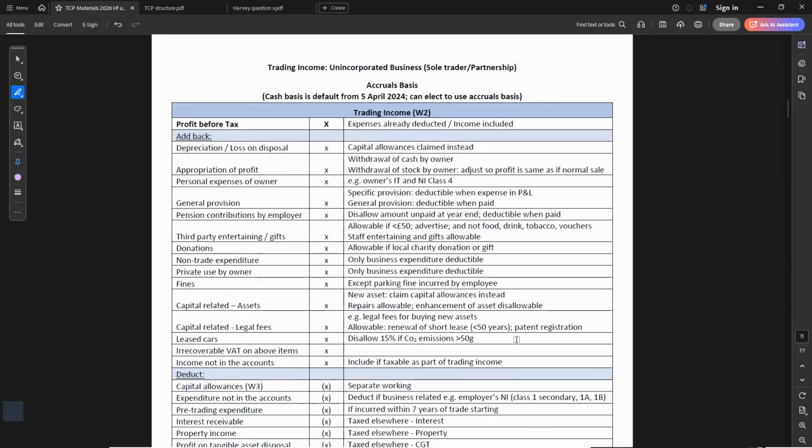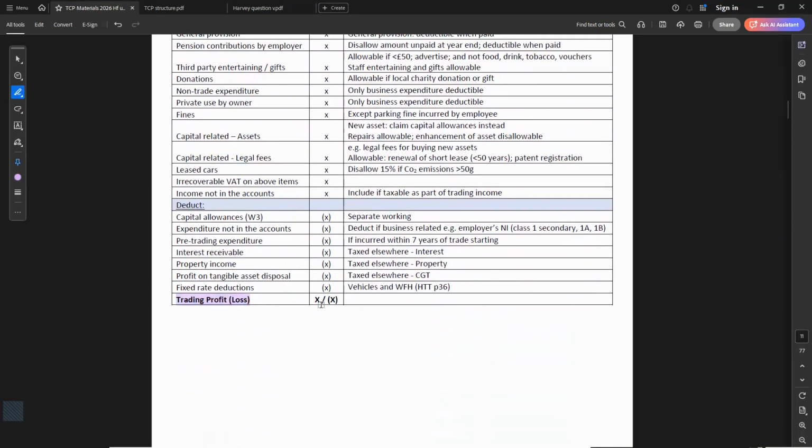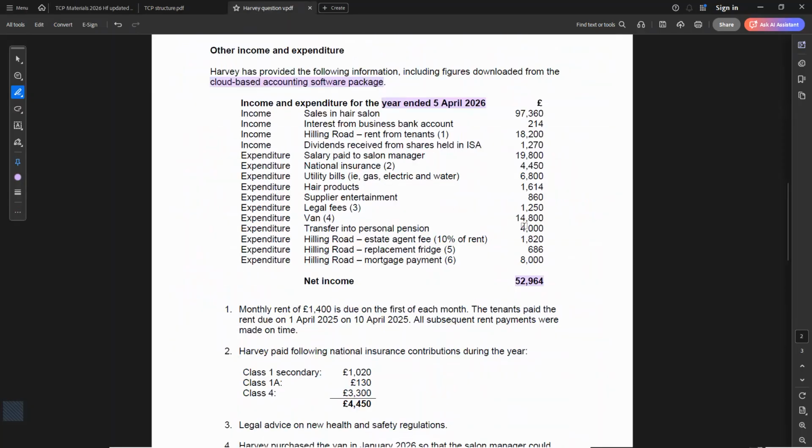We know from the trading income class that we can start with the profit before tax, which is the net income, and then make adjustments to come down to our trading profit or loss, or we can look at this on an income in and expenses out basis.